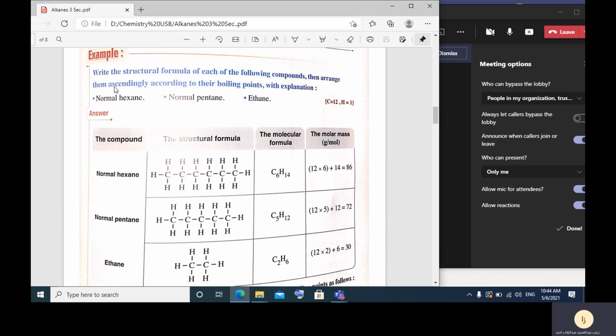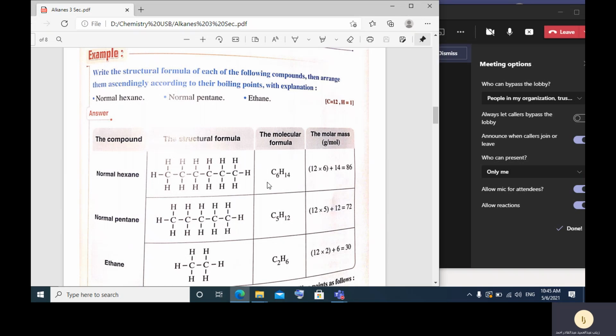If I ask you, write the structural formula of each of the following compounds, then arrange them ascendingly according to their boiling points with explanation. We have normal hexane, normal pentane, ethane. Normal hexane means we have 6 carbons. So the carbons must be joined together. Then you know that the carbon must be surrounded by four bonds. So the other bonds will be saturated by hydrogen. This is normal hexane. Its formula is C6H14.